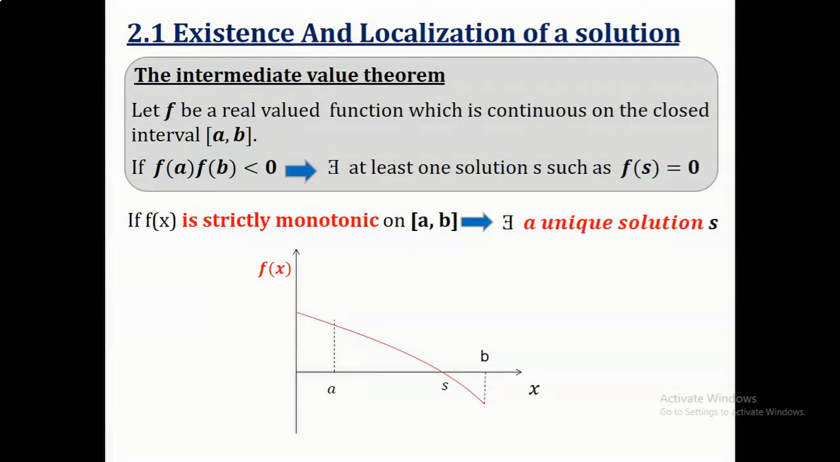So consider that we have a function f that is a real, continuous function on a closed interval [a, b]. If f(a) f(b) is negative, meaning f(a) positive and f(b) negative or the contrary, then there exists at least one solution S such that f(S) = 0. Additionally, if f(x) is strictly monotonic on the interval, then there exists a unique solution S.